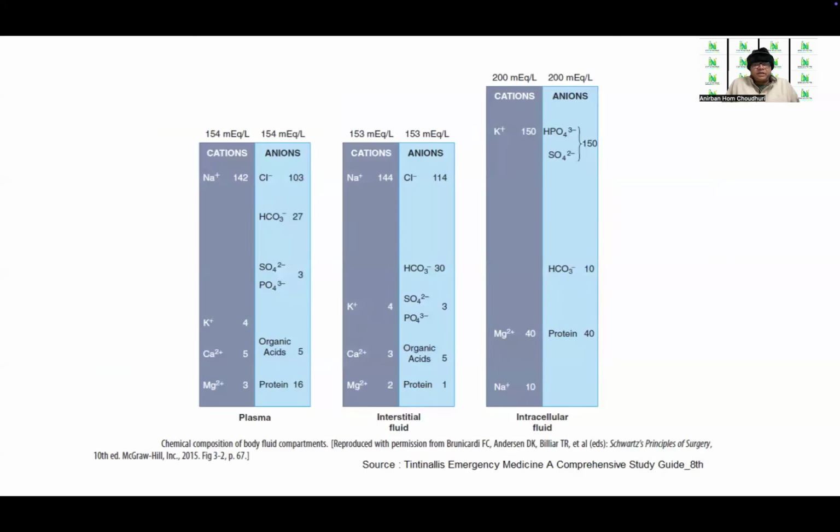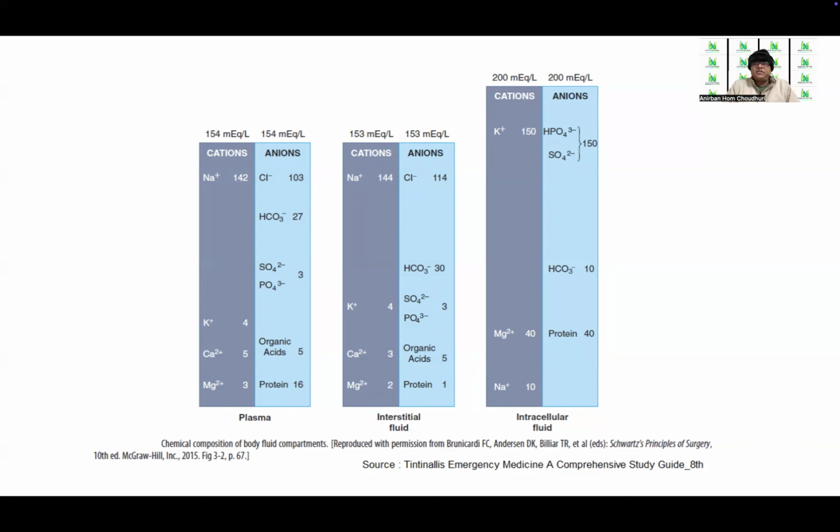If you look at the cations in these different compartments, in the plasma and interstitial fluid, we find that the predominant cation is sodium and the predominant anion is chloride, with lesser amounts of phosphates, sulfates, or bicarbonates. In contrast, in the intracellular fluid, the predominant cation is potassium, and the predominant anions are phosphate and sulfate, and the bicarbonate is less. In addition, protein, which is also anionic, is higher in the intracellular fluid in contrast to the extracellular fluid, that is, either in the plasma or the interstitial fluid.